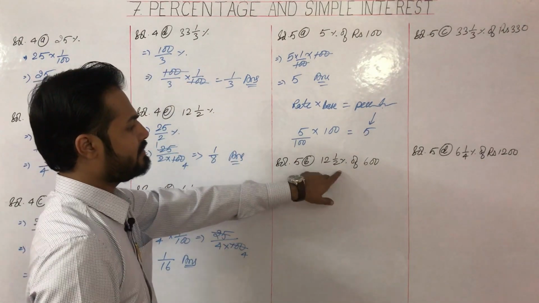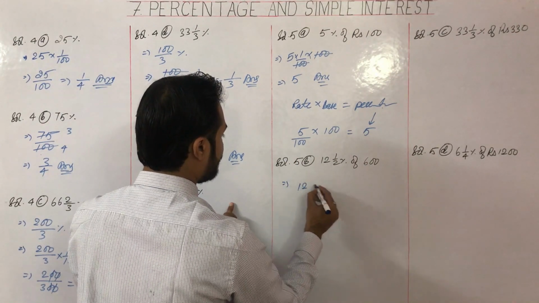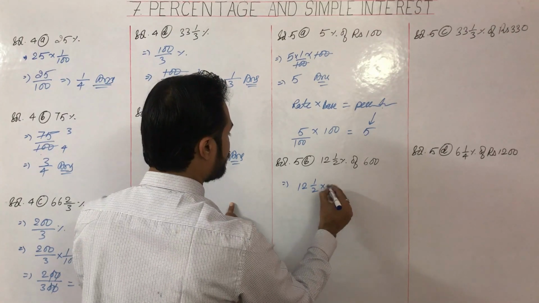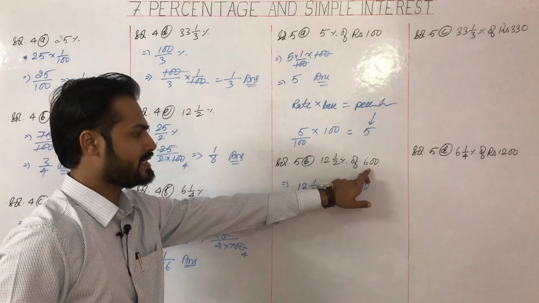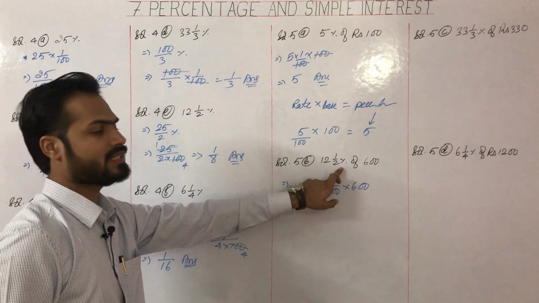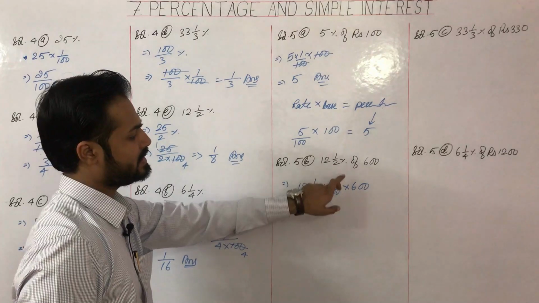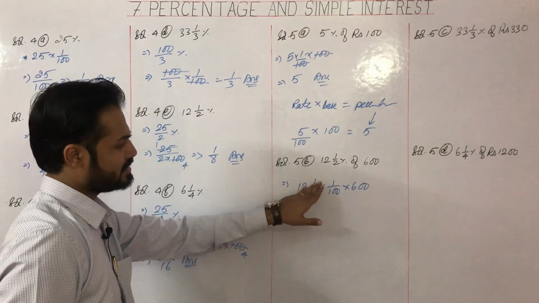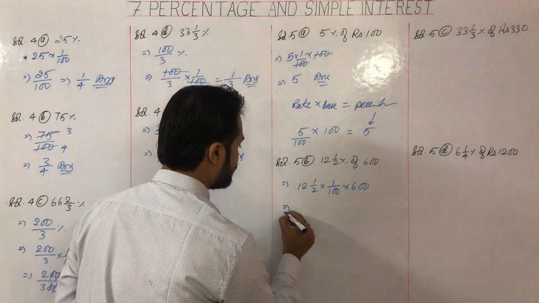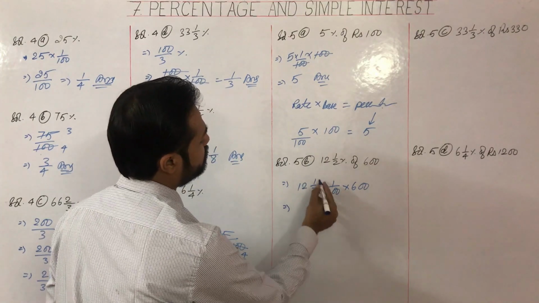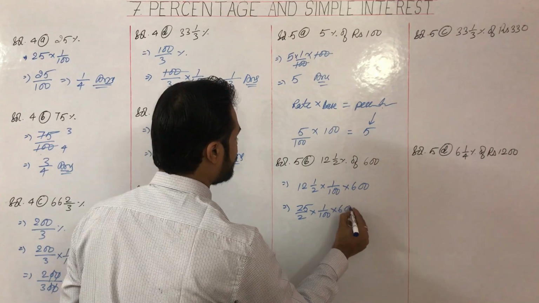Next, 12.5% of 600. So 12.5, first we have to reduce it. Then for the percent sign, write 1 by 100, or divide this number by 100 and then multiply by the base 600. In the next step, 12 into 2 plus 1, 12 into 2, 24 plus 1, 25 by 2 into 1 by 100 into 600.